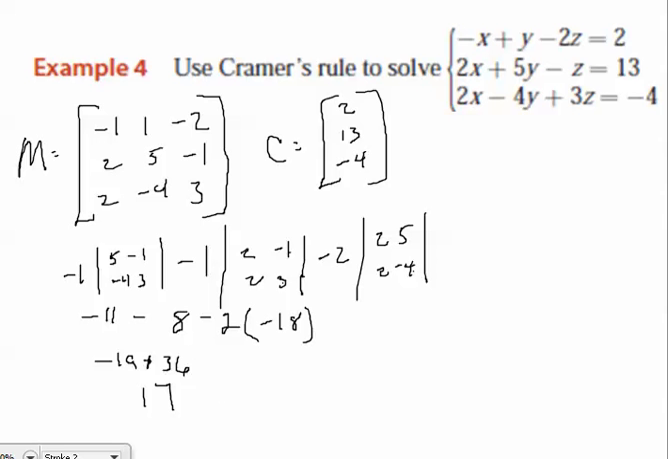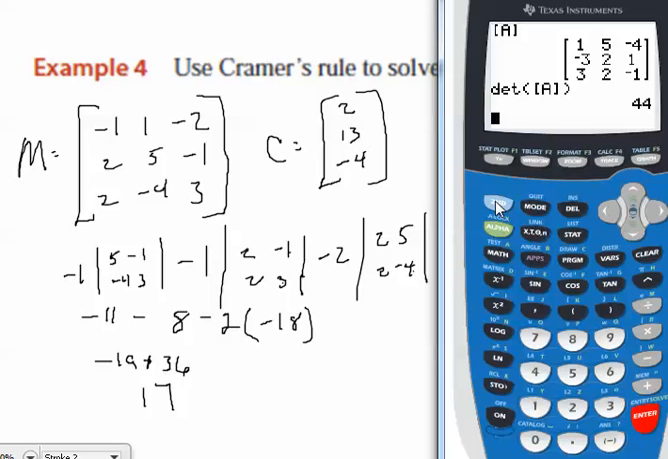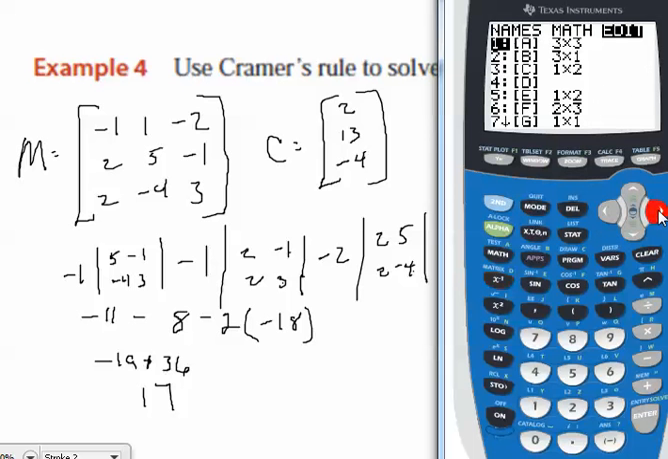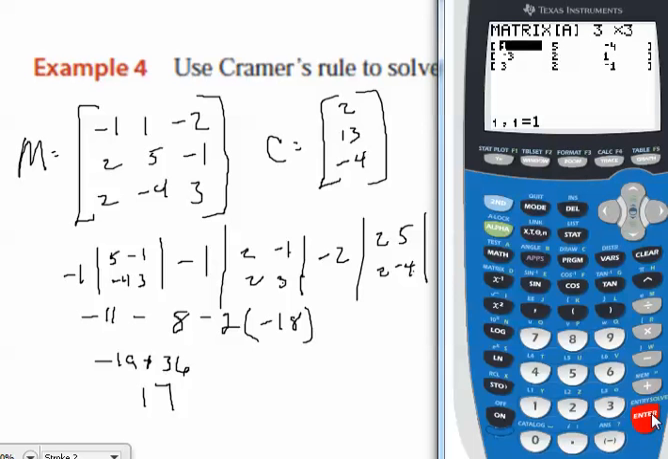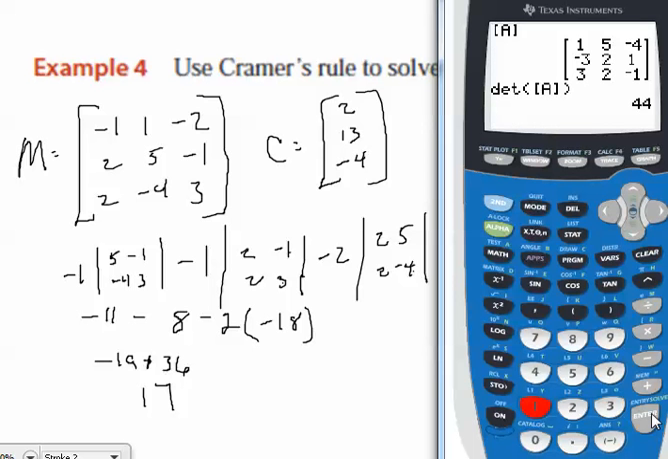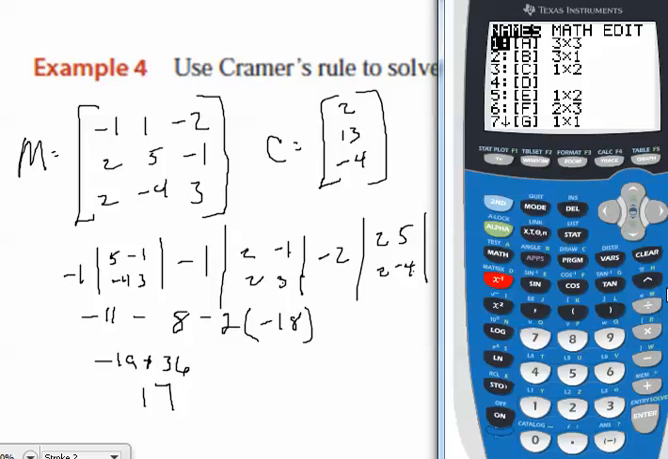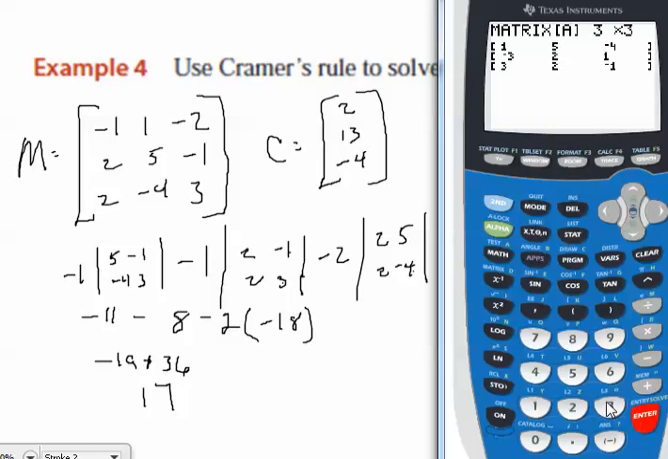Okay, now you want to check that, make certain we get it correct. Let's go into matrix, edit, 3 by 3, and it's going to be a negative 1, 1, oops, okay, sorry, second matrix, go over to edit, so 3 by 3, and it's negative 1, enter, 1, enter, negative 2, enter, 2, enter, 5, enter, negative 1, enter, 2, enter, negative 4, enter, 3, enter.